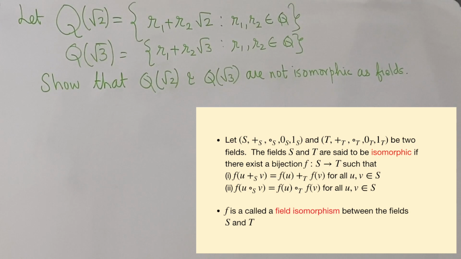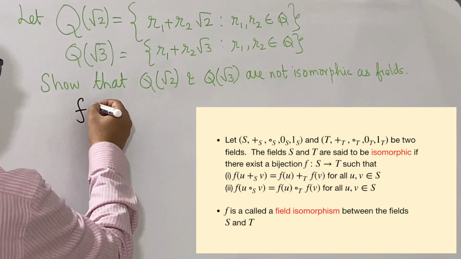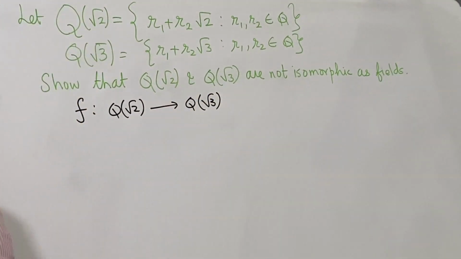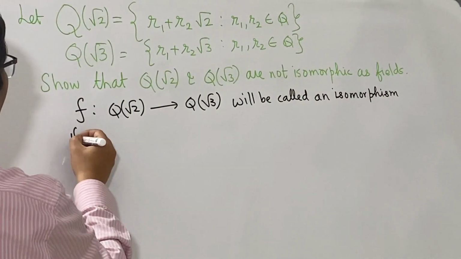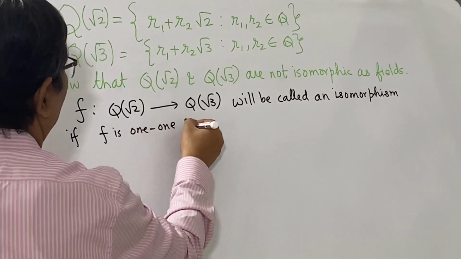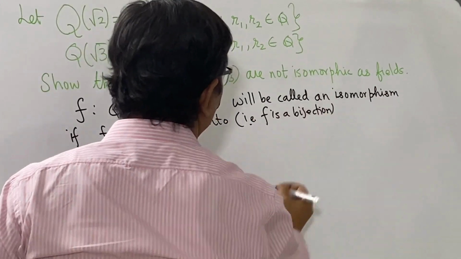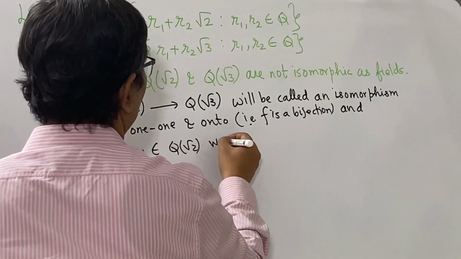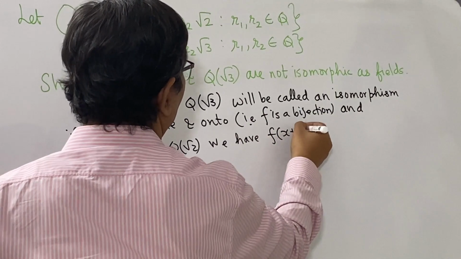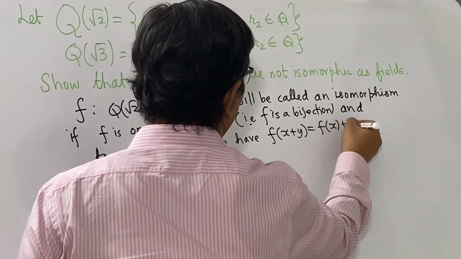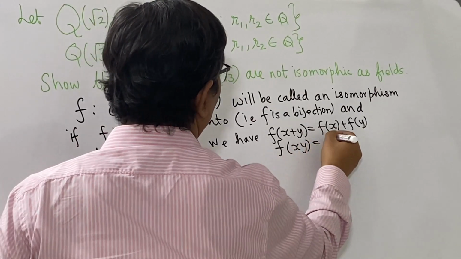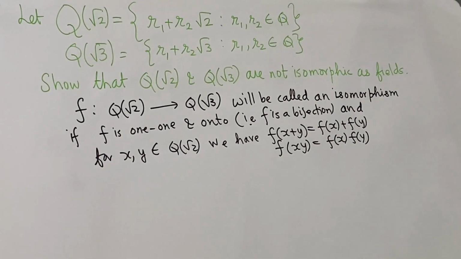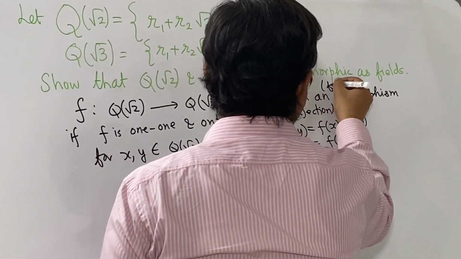Now, what is an isomorphism? An isomorphism from one set to another, say f from Q root 2 to Q root 3, will be called an isomorphism if f is one-one and onto, that is f is a bijection, and for x, y belonging to Q root 2 we have f of x plus y is equal to f x plus f y, and f of xy is equal to f x into f y. So any function which satisfies this will be called a field isomorphism.